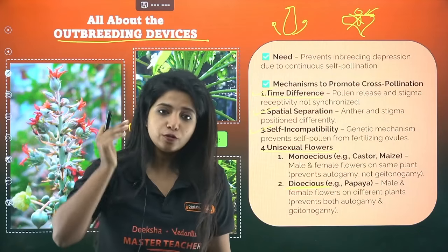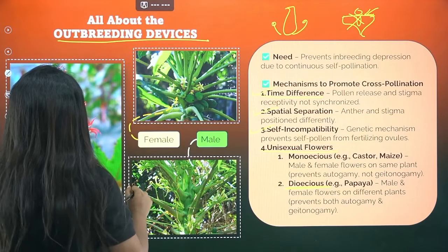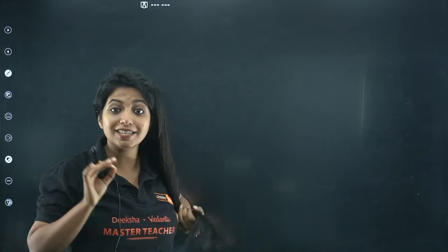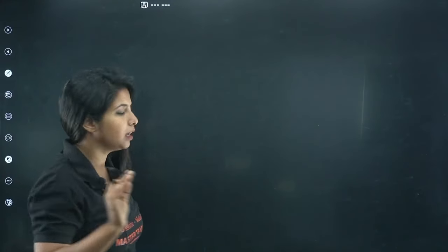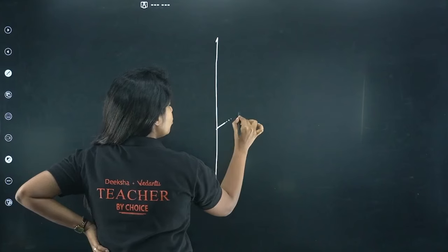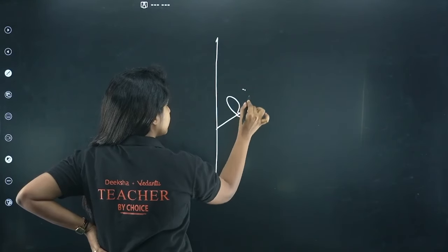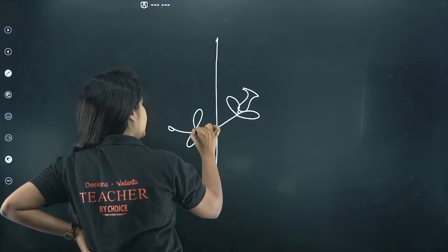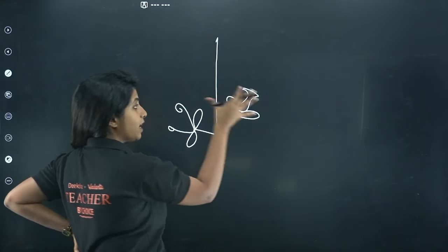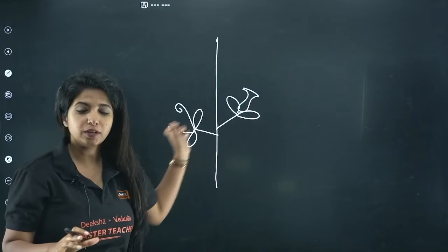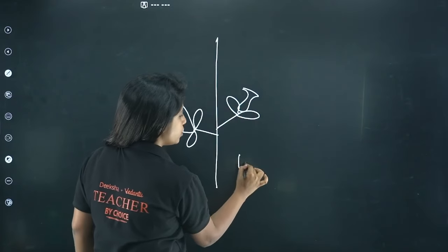Now you have monoecious plants. Monoecious plants means what, my dear children? Monoecious examples are castor and maize. Castor and maize, CM, Chief Minister. Okay, so over here in castor and maize, what you find is you have the female flower, you have the male flower. Both the sexes are on the same plant, but the flowers are different. So this is also unisexual flowers. This is known as monoecious condition.